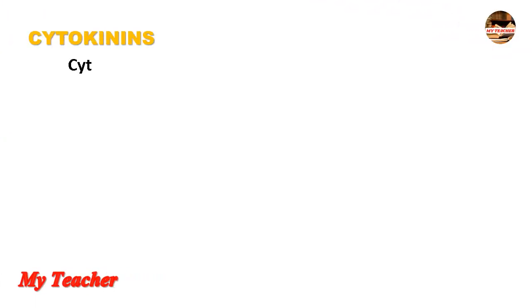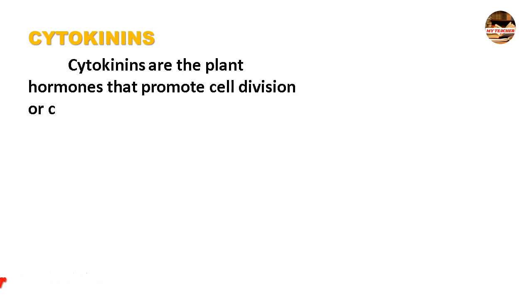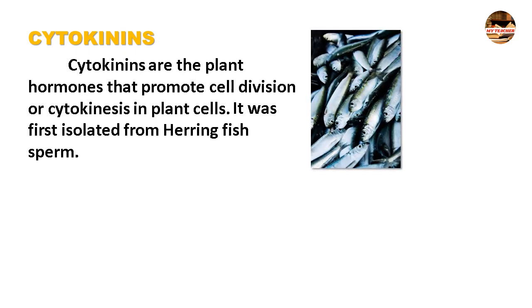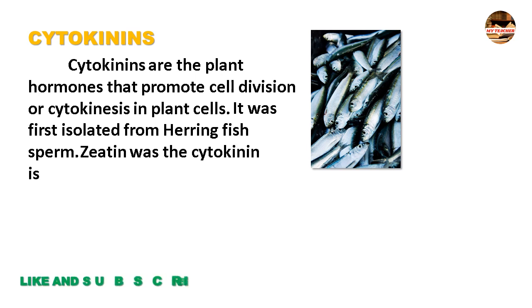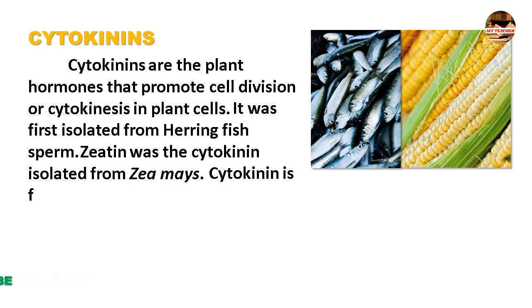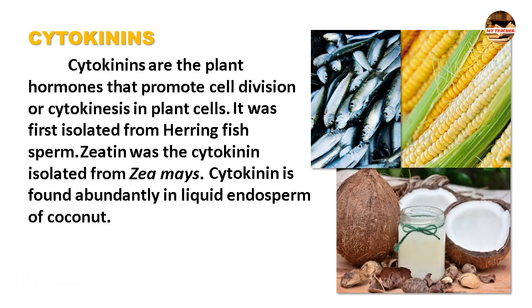Cytokinins. Cytokinins are the plant hormones that promote cell division by cytokinesis in plant cells. It was first isolated from herring fish sperm. Zeatin was a cytokinin isolated from Zea mays. Cytokinin is found abundantly in liquid endosperm of coconut.